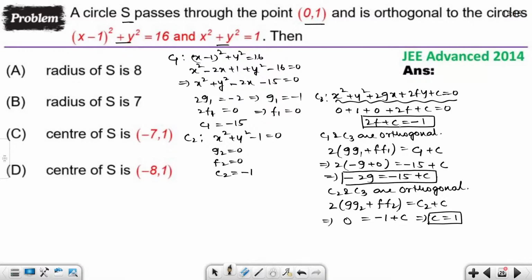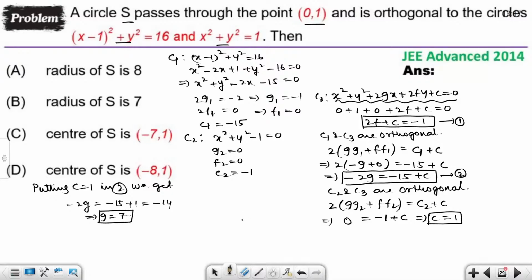Now if c is 1, what is g? Let me give a number to this equation. If you want to find g, I will put the value of c in equation 2. Putting c equals 1 in 2, we get minus 2g is minus 15 plus 1, that gives us minus 14. That implies g is nothing but 7. Am I correct? g is nothing but 7.